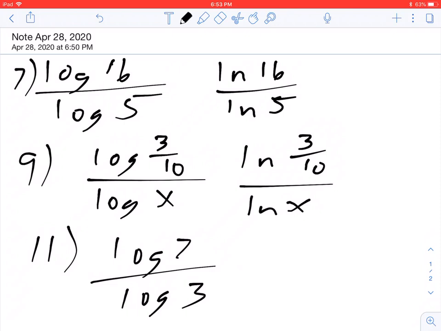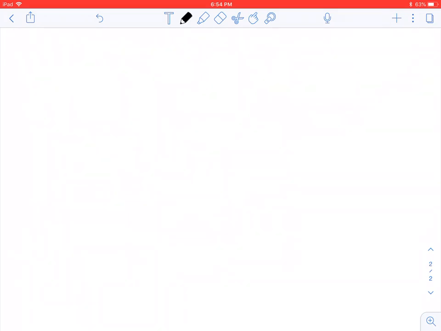When you do that, log of 7 divided by log of 3, you get 1.7712434749. It keeps going on for a while. It asks you to round to 3 decimal places, so it'd be 1.771. Okay. So that was number 11.